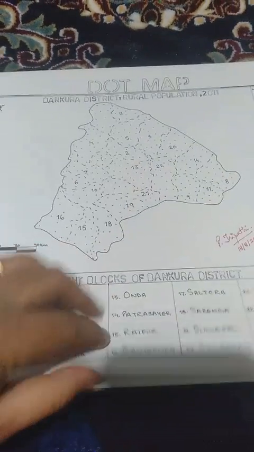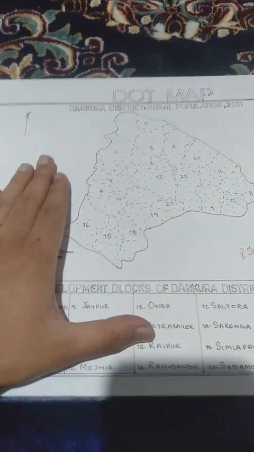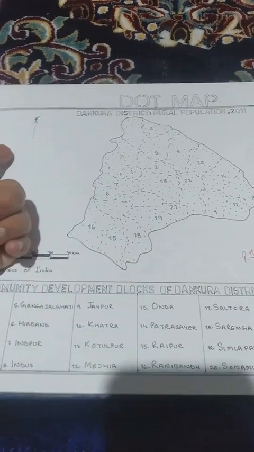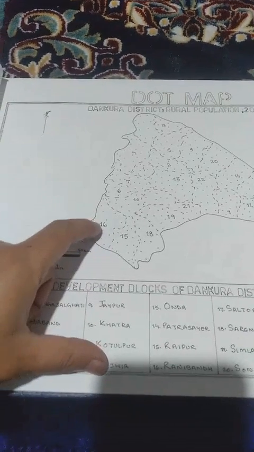So that next time when I want to check if Bankura 1 has a lot of population or not, I'll just look into the map. Why should I go to the data? I know from here that 19 has lots of population and 16 has very few population. See, you have very few dots here, and in number 19 you have lots of dots. So how do we do these dots? This is what we are going to talk about.